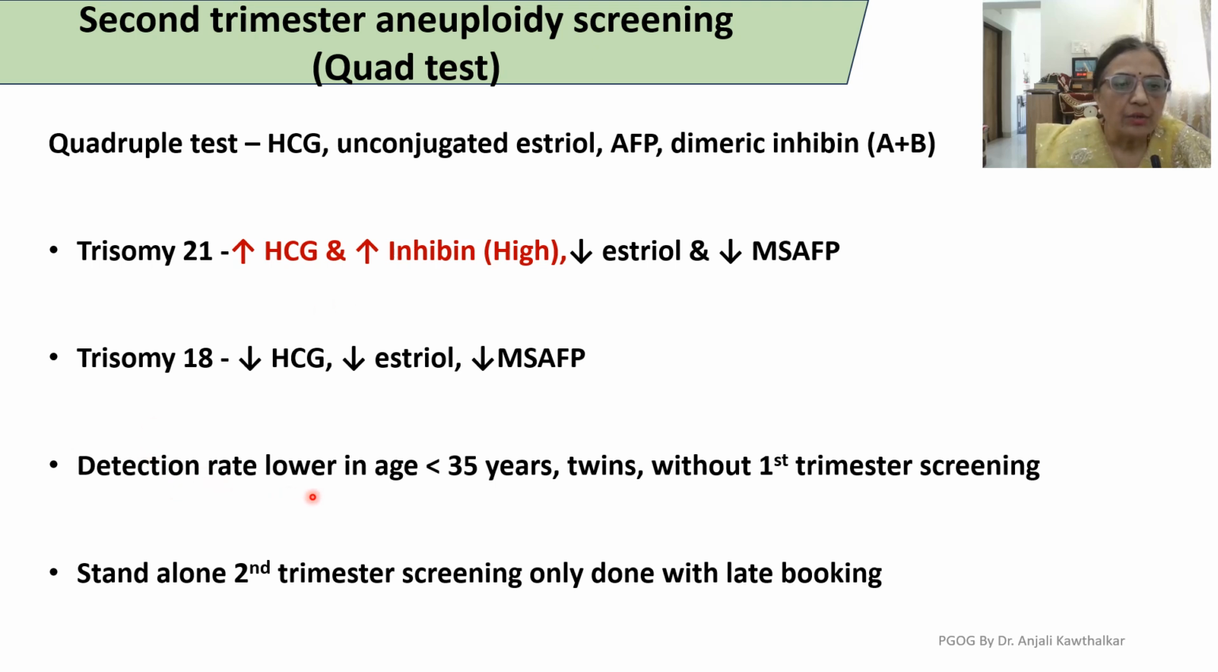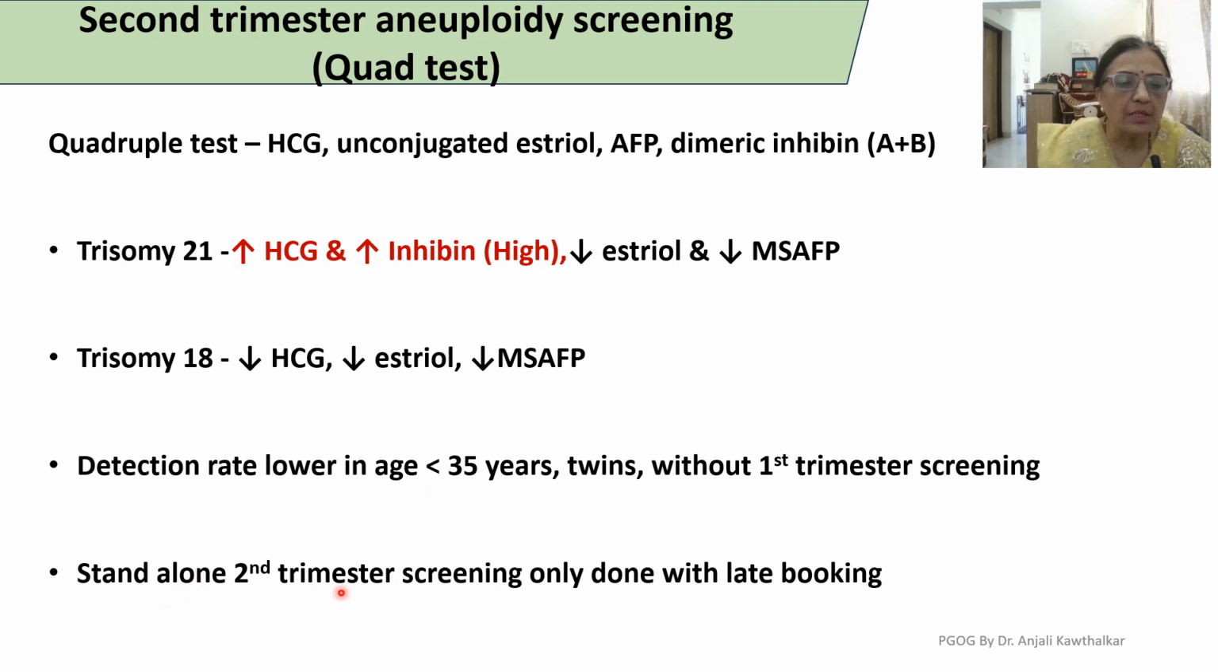Detection rate is lower whenever the maternal age is less than 35 years, or if there is a twin pregnancy, or if there is a multifetal pregnancy with triplets or greater, and whenever it is done without first trimester screening. If this quad test is done directly, the detection rate is less.